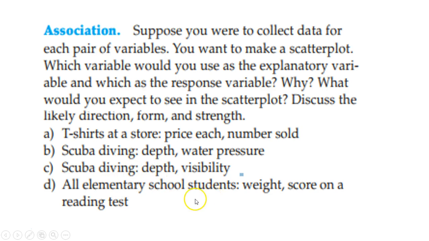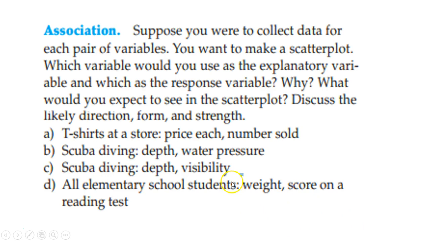Scuba diving depth versus visibility, the same deal. The farther down you go, it probably gets a little darker and harder to see, which means if it's getting harder to see, the visibility might be going down, so maybe it'll be more negative. And all elementary school students, the weight and their score on a reading test, doesn't really matter whether you are an 800-pound first grader or an 80-pound first grader.